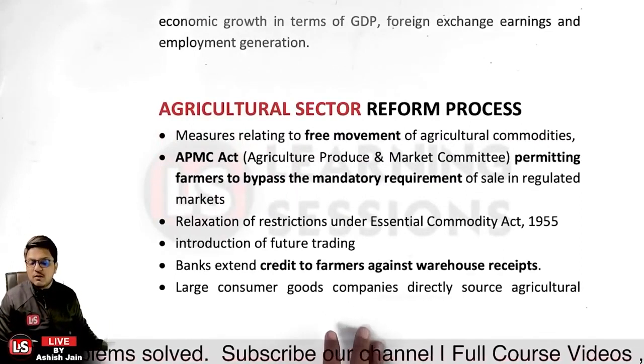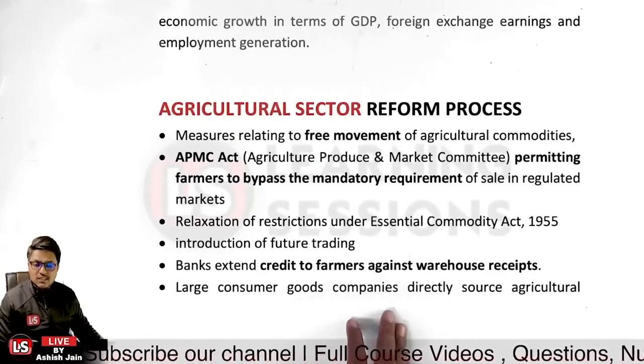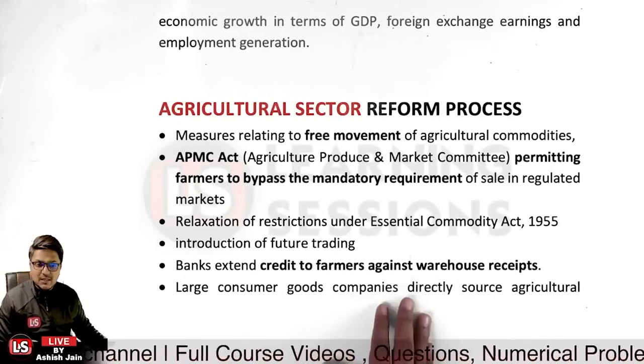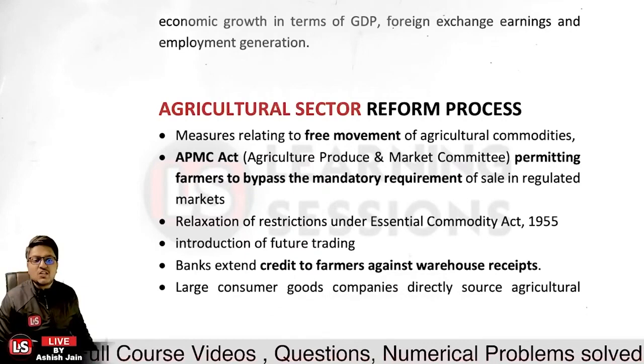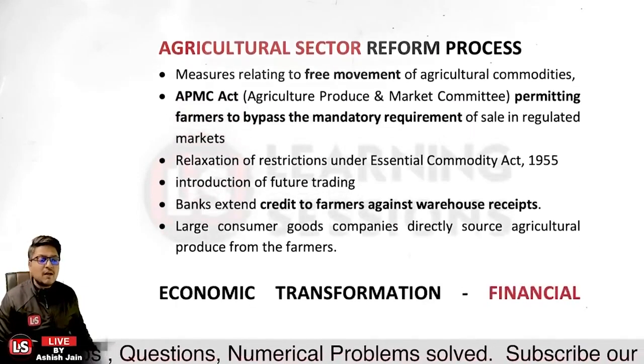Further, banks extend credit to the farmers against warehouse receipts. Previously, this service was not available, but now banks create a charge or pledge on the warehouse receipts, and based upon that, credit is advanced. Okay, and large consumer goods companies directly source agriculture produce from the farmers itself.